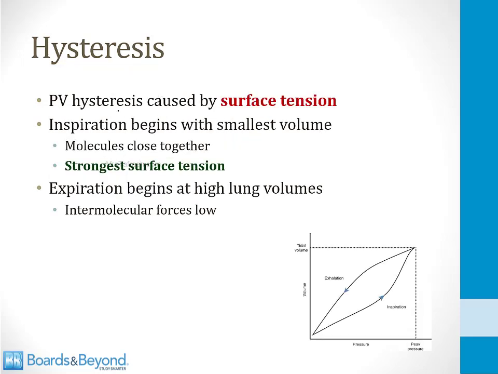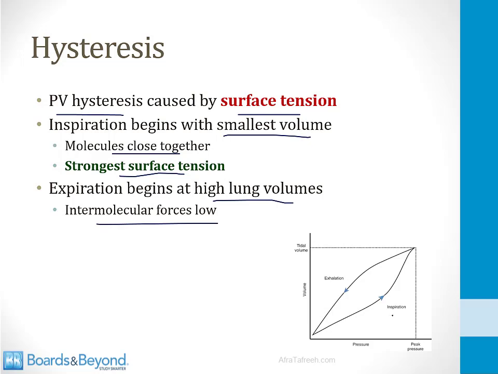So what they want you to know for step one is that the pressure volume hysteresis in the lungs is caused by surface tension. When you inspire, you start with the lungs at their smallest volume and the molecules are very close together and there's a strong surface tension. So you have to exert a lot of force to break up that surface tension. As a result, you don't get the same change in volume you would otherwise. Expiration, on the other hand, begins at high lung volumes. The intermolecular forces are low, and therefore you get a big change in volume for a change in pressure.